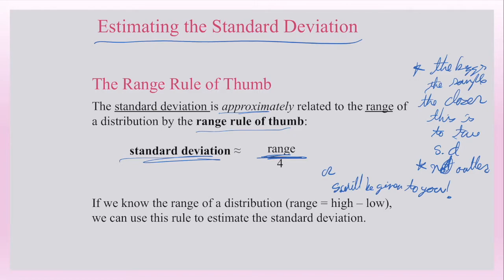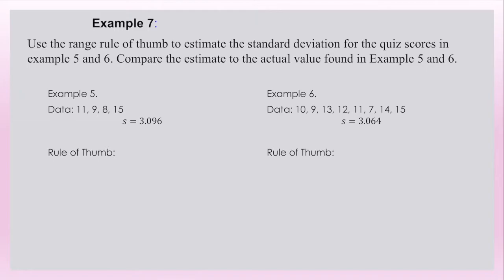So why don't we go ahead and use this rule of thumb. Remember that range is the highest value minus the lowest value, and estimate the standard deviation for those two quiz score sets we looked at. So remember in example 5, that's the example I worked out entirely, we had 4 quiz scores and found a standard deviation of 3.096. And in example 6, we had 8 quiz scores, and we found a standard deviation of 3.064.